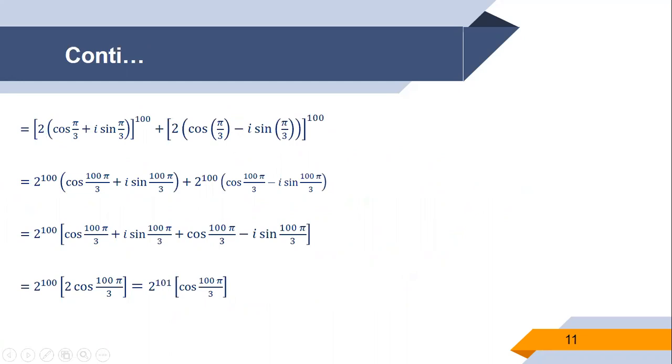Now the next term is 2 raised to 100 cos 100 pi by 3, using De Moivre's theorem, plus i sin 100 pi by 3. Similarly, 2 raised to 100 cos 100 pi by 3 minus i sin 100 pi by 3. 2 raised to 100 is common. Then we get this form. Both sine terms cancel, so 2 cos 100 pi by 3, and therefore we write 2 raised to 101 cos 100 pi by 3 is the answer.